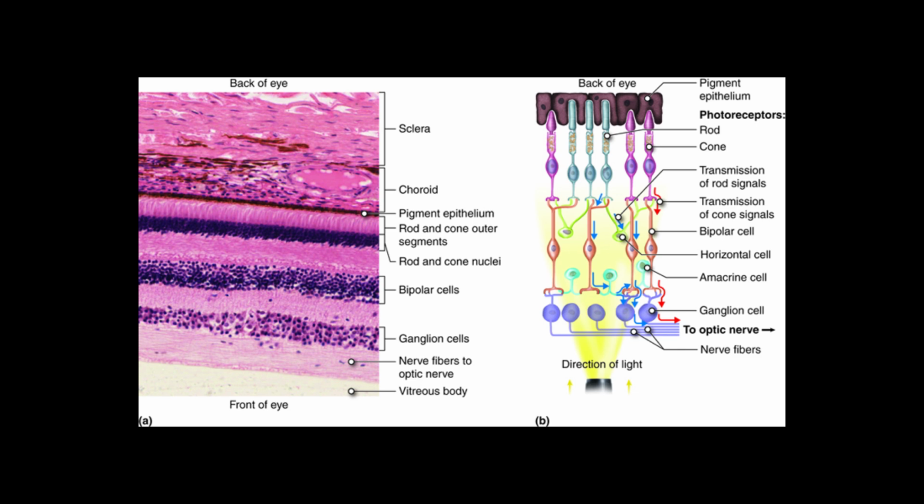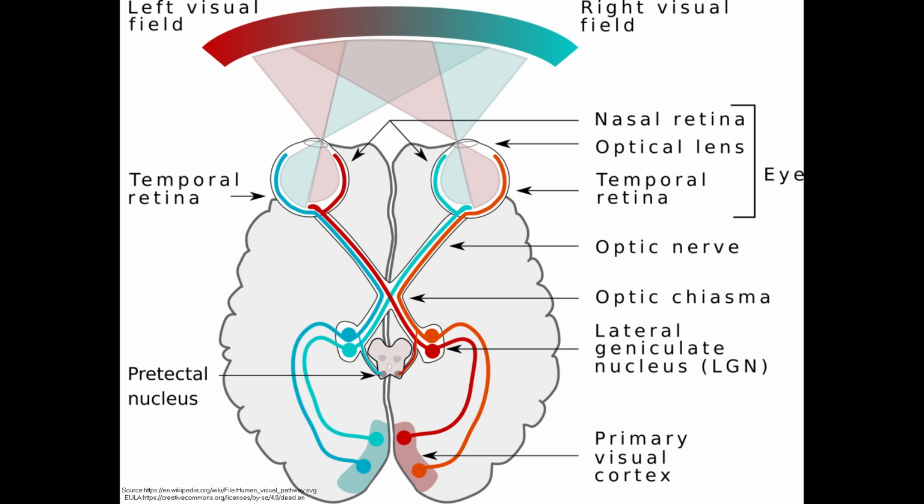So we move on from stage 2 of visual processing, the retina, onto stage 3, where we talk about moving the information into the brain, and we cover the optic nerve, the optic chiasm, and we'll talk about the lateral geniculate nucleus. So first of all, the optic nerve.